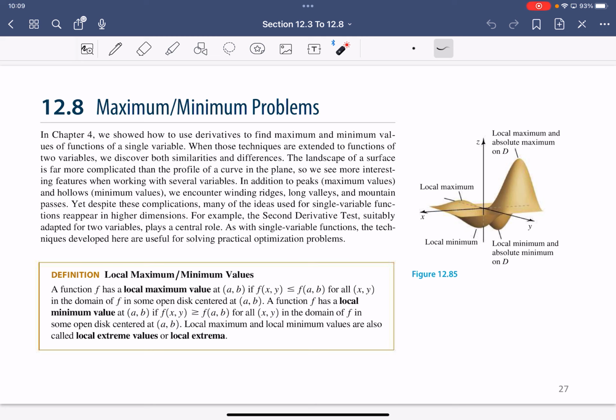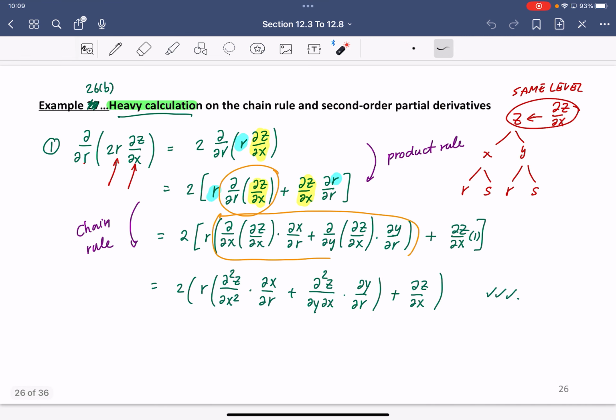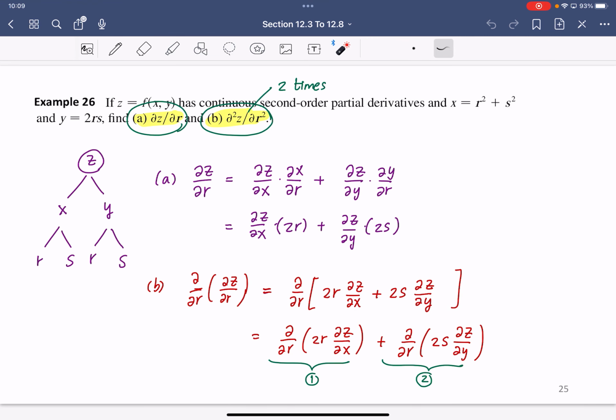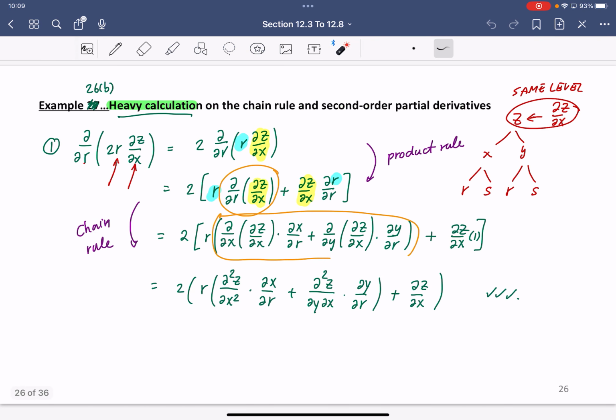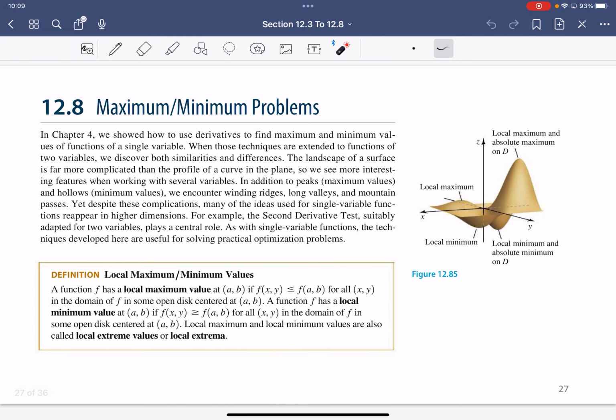So let's try to do section 12.8 in the book first, maximum and minimum problems. So this is continuing from last week. Last week we stopped at the chain rule and partial derivative with the tedious calculations. But this week we're gonna start from page 27, which is maximum and minimum problems.